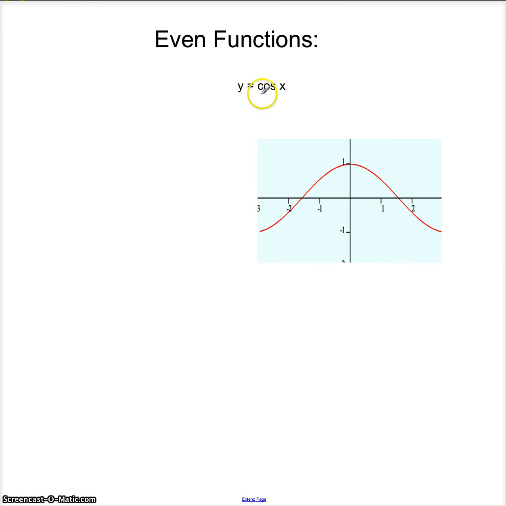We know that cosine is even because cosine of negative x is equal to cosine of x. Now, let's integrate, say, from negative pi to pi of cosine of x. And let's see what that is. Well, the integral of cosine is sine evaluated at pi and negative pi.